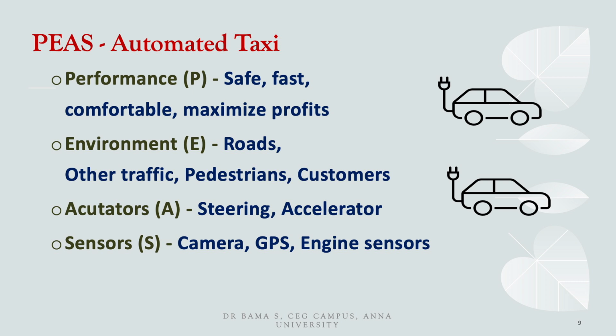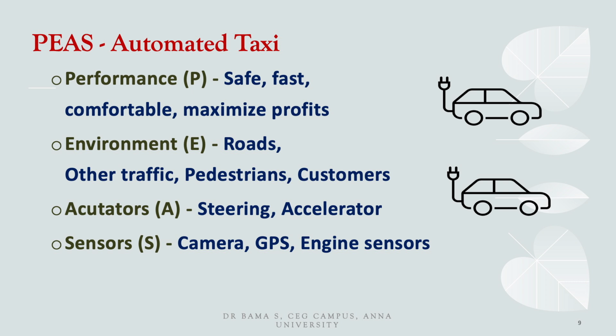The first one would be the automated taxi, where the taxi is without any driver and the taxi should be driving. In that case, the performance is going to be safe and it has to be fast, moving from location A to the goal, and it has to be comfortable, and ultimately it has to also maximize the profit. These are some of the performance measures with respect to the automated taxi, and we can have our own performance measure for the domain that we are prescribing.